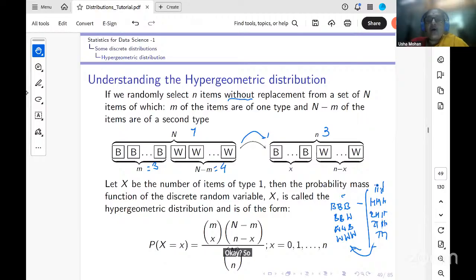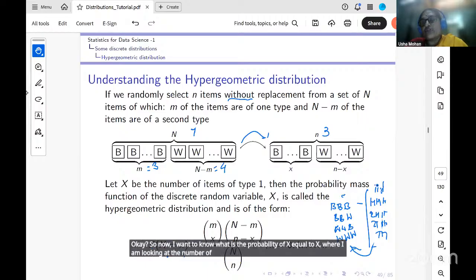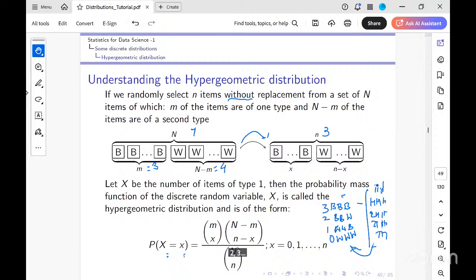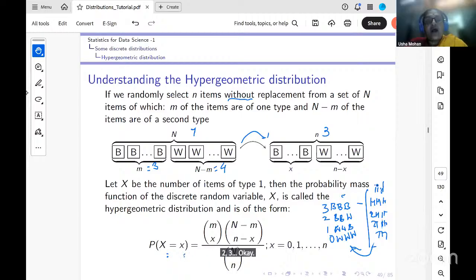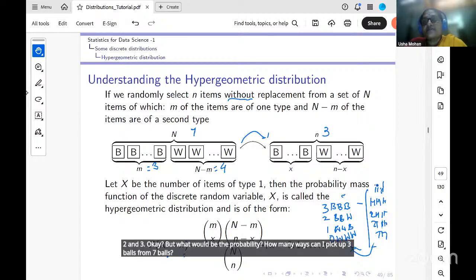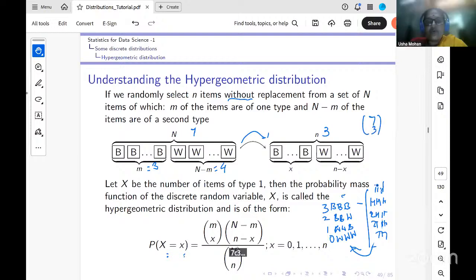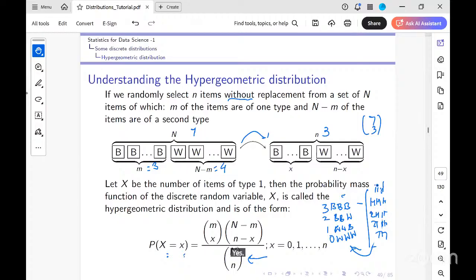Okay. So now I want to know what is the probability of X equal to x, where I am looking at the number of black balls chosen. Again, what are the values this x can take? It can take the value 0, 1, 2, and 3. But what would be the probability? How many ways can I pick up 3 balls from 7 balls? 7 choose 3. That would be my denominator. Agreed?